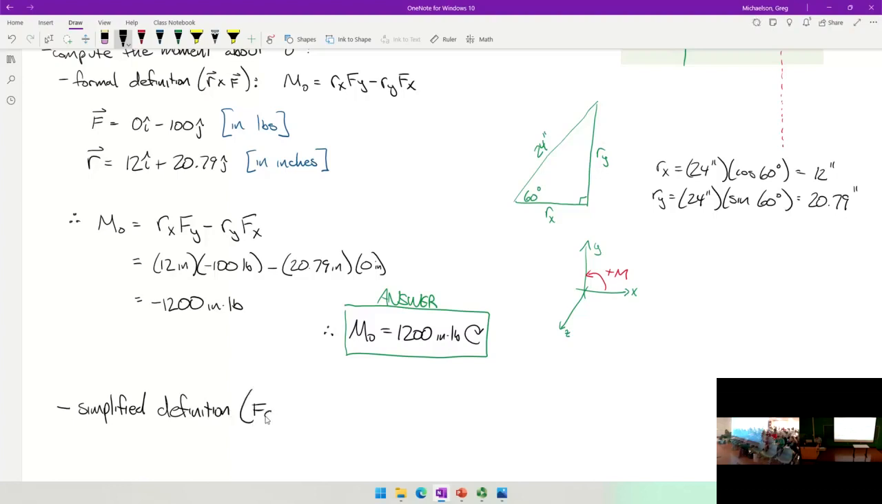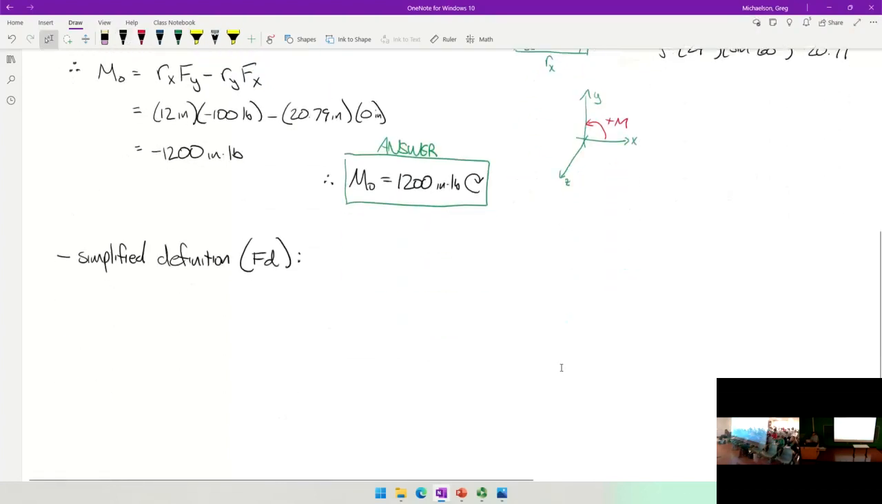And the simplified definition is M = FD. Now, F in this case is just the magnitude of the force. And D is this term which we really haven't used up until now, which is called the moment arm. All right, so what is the moment arm?